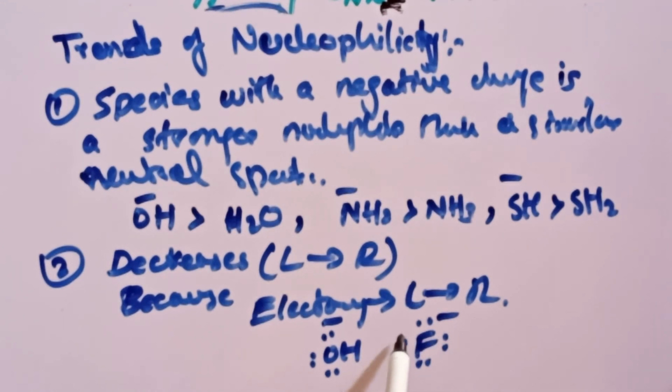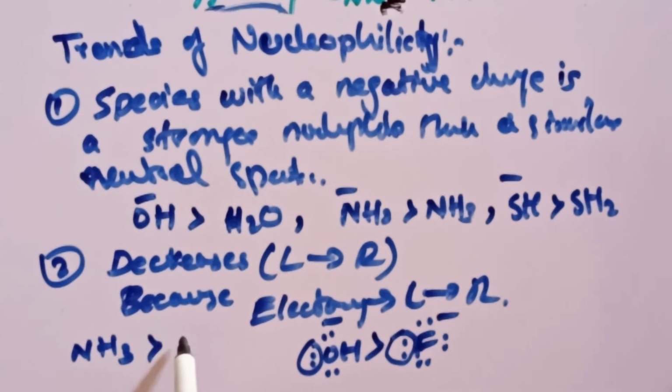That's why the lone pair of fluorine will not be easily available for donating to an electrophilic center, but in the case of oxygen it will be available. It will act as a good nucleophile. So nucleophilicity along a period in the periodic table decreases from left to right, or you can say it increases from right to left. It means that OH negative will act as a better nucleophile than fluoride ion. Similarly, NH3 will act as a better nucleophile than H2O.